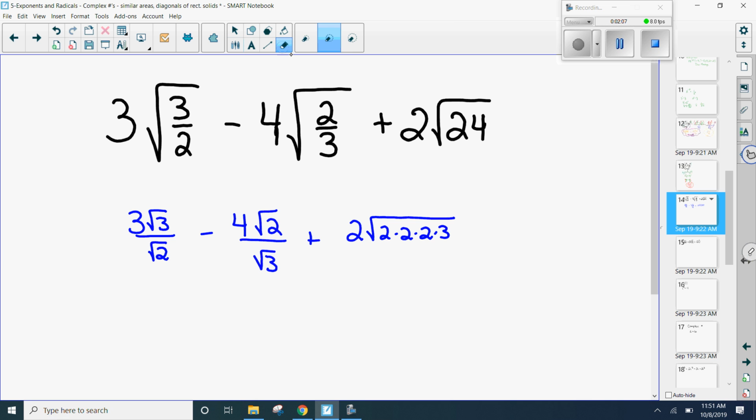Can I just go ahead and simplify this last one? What's it going to simplify into? 4 radical 6. So I'm just going to go ahead and change that to 4 radical 6.